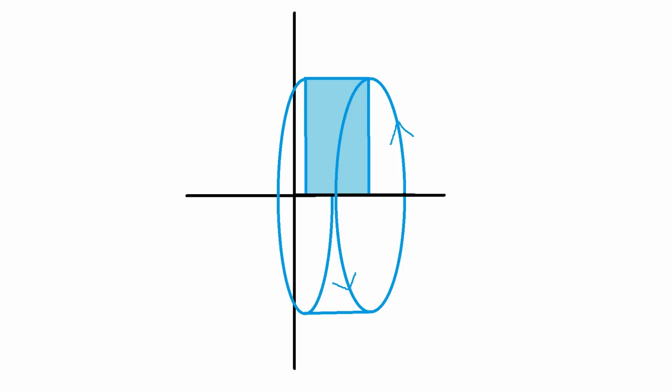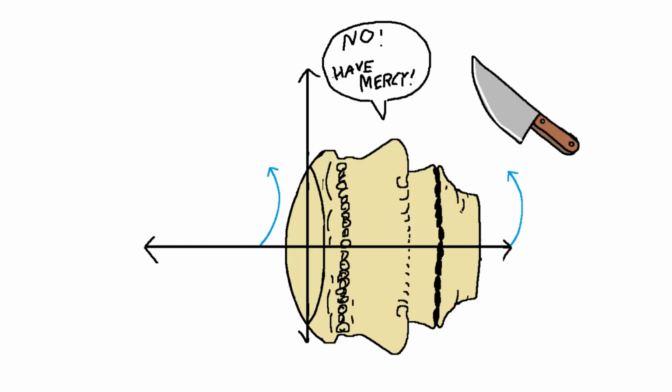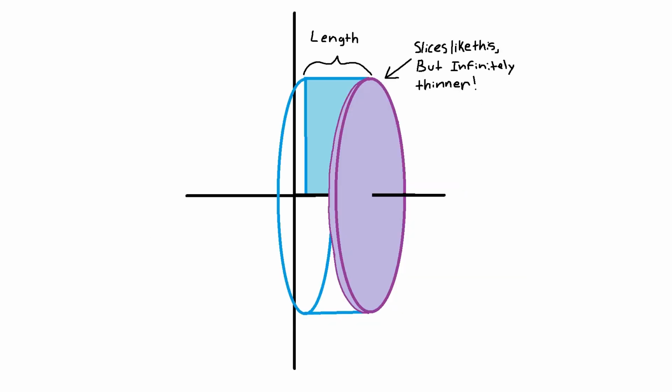We're able to calculate precise volumes by cutting the shape into infinitely thin slices perpendicular to the axis of revolution. What the disk method really does is find the area of each infinitely thin slice, and then by integrating it, it adds up all those areas along the length of the solid, which gives us a precise volume.